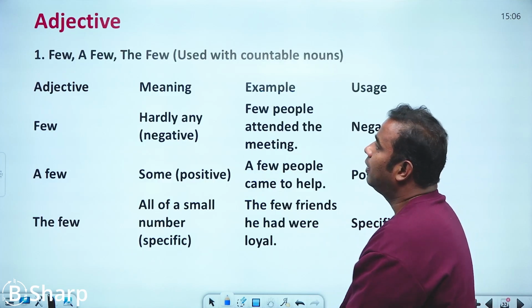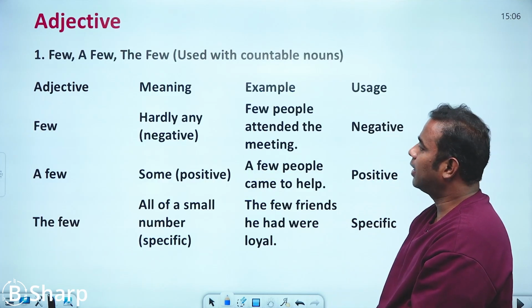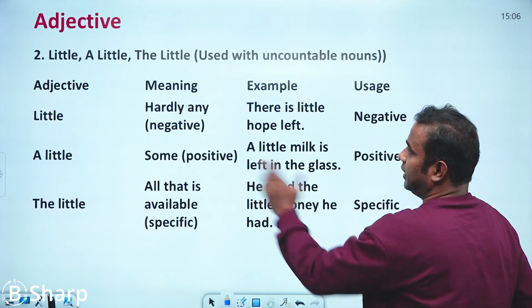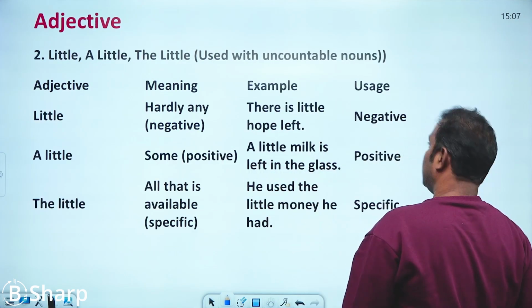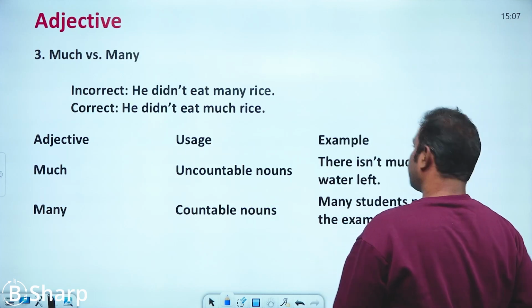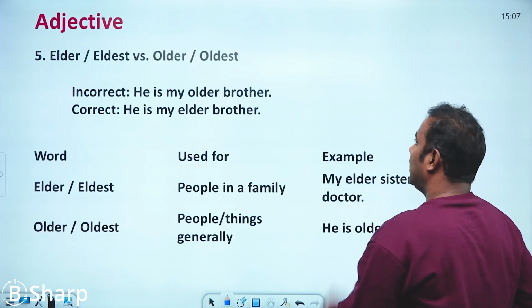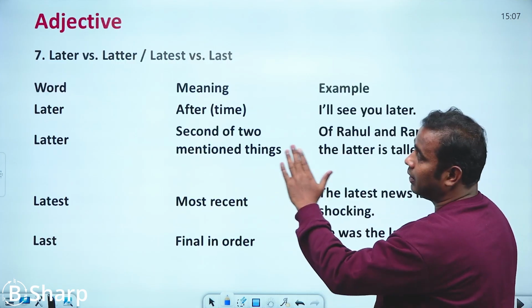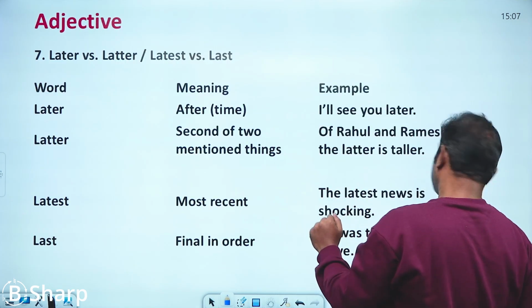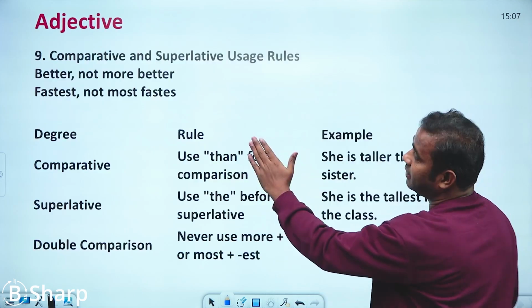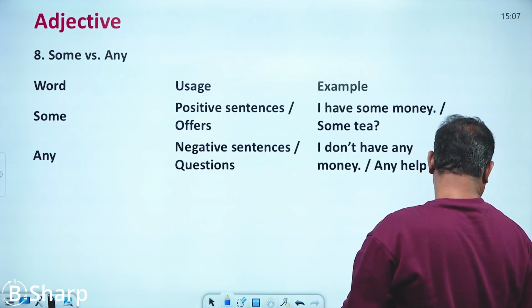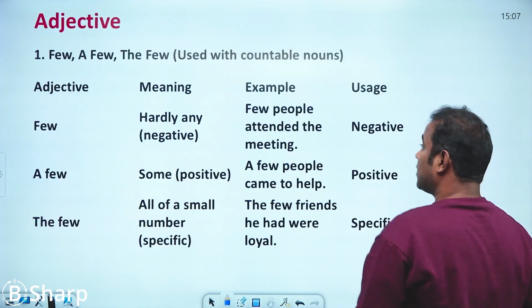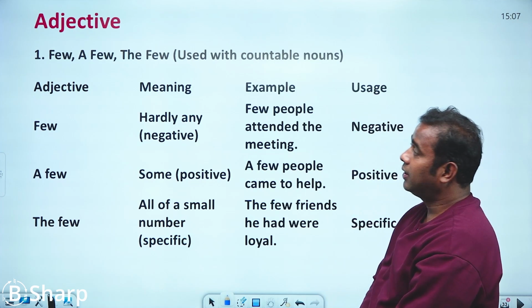Now these are some examples where people generally make mistakes: few, a few, and the few. Most countable. Then little, a little, the little. Then much versus many. Then each and every. Then elder versus older, and eldest, and where you have to use them. Then later and latter, latest and last. Then some versus any. So these are the minimum points you have to go through when it comes to adjectives. These are special cases.